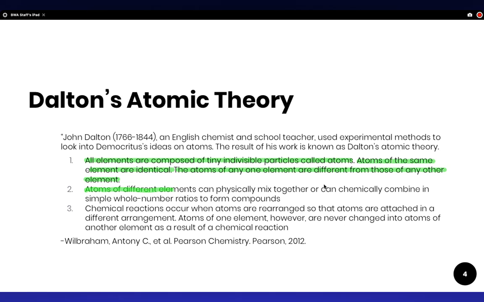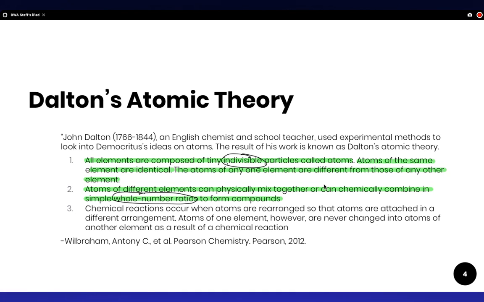Atoms of different elements can physically mix together or can chemically combine in simple whole number ratios to form compounds. Now that whole number ratios is very important, and we will get very deep into that later this semester. But because he thought that atoms were indivisible, up here, part 1, he says they're indivisible. They cannot be split in half, so they have to combine in whole number ratios.